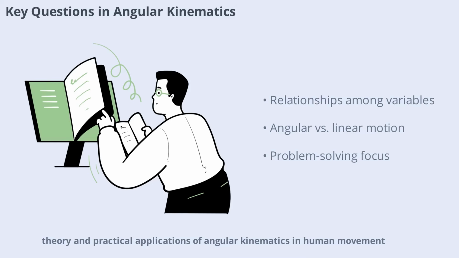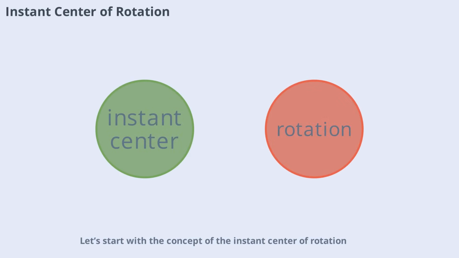in human movement. Start with the concept of the instant center of rotation. This is the precisely located center of rotation at a joint at any given instant in time. In human movement, joints don't always rotate around a fixed point. Instead, the center of rotation can shift as the joint moves. For example, during knee extension, the path of the instant center of rotation changes as the knee straightens. Understanding this concept is crucial for analyzing joint mechanics and designing effective rehabilitation or athletic training programs.